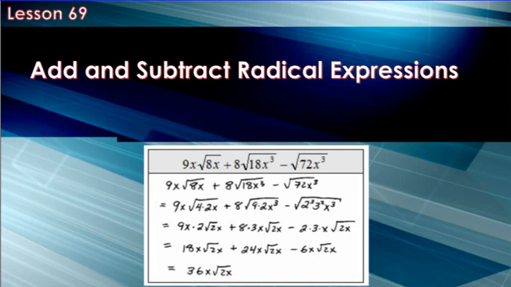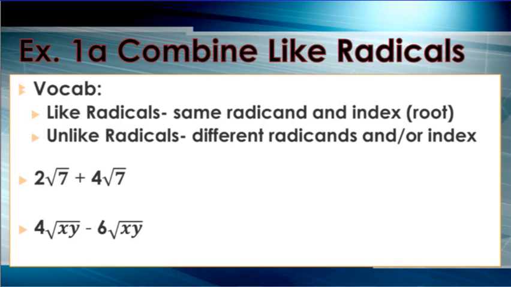Lesson 69, add and subtract radical expressions. Just a review of what radicals are. Like radicals have the same radicand and the same index, or the root. So in the example, if I had the square root of 5 and the square root of 5, they are like radicals. The root is square, and the radicand is 5.